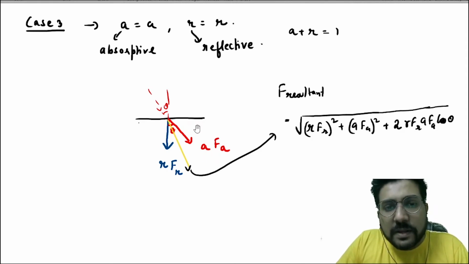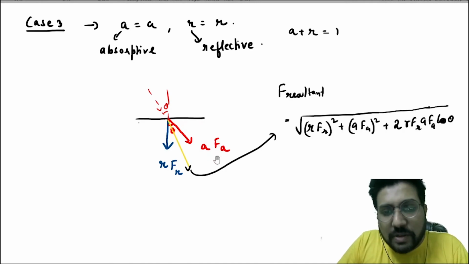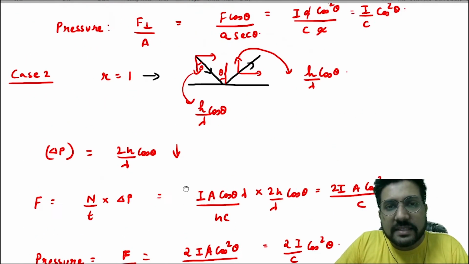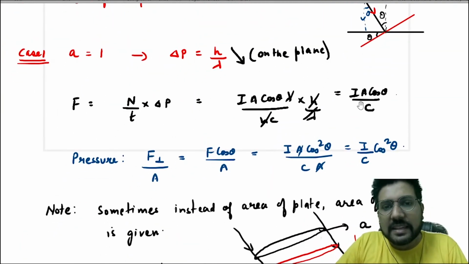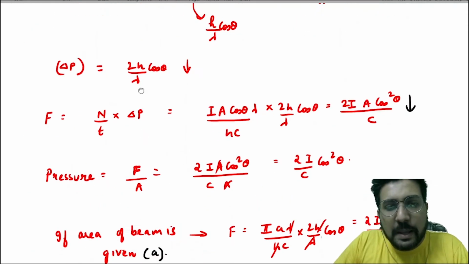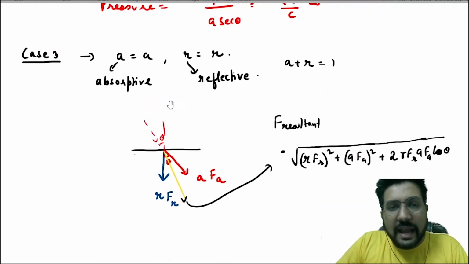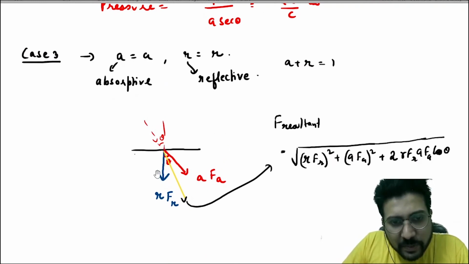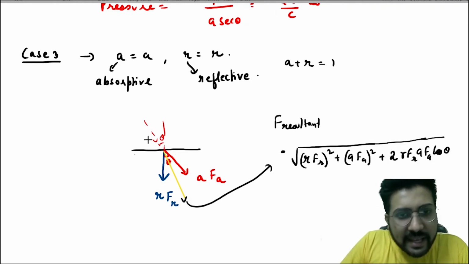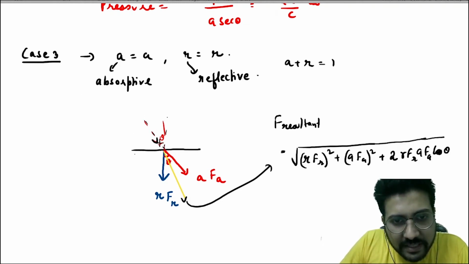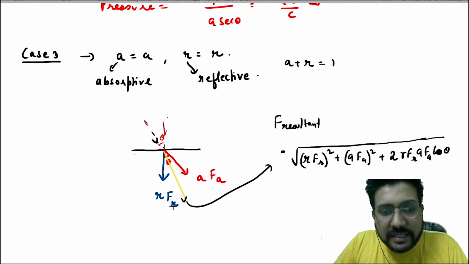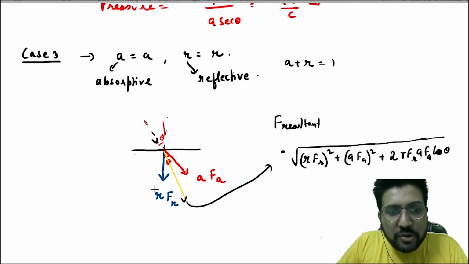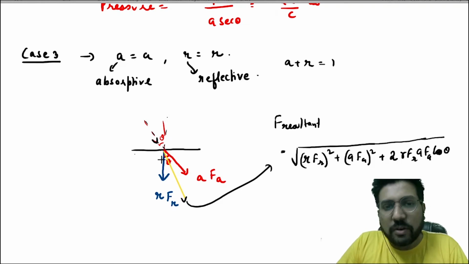And for absorption you will write the force due to absorption, that is Fa, and Fa, we have written here, is IA cos theta by c. Okay, and if you want to find the resultant, you have to take the resultant of these two. Now the angle between this and this is theta, because the incident angle was theta. So if the incident angle is theta, this is nothing but the vertically opposite angle. Okay, so the resultant will be this square plus 2 into this multiplied by cos theta.